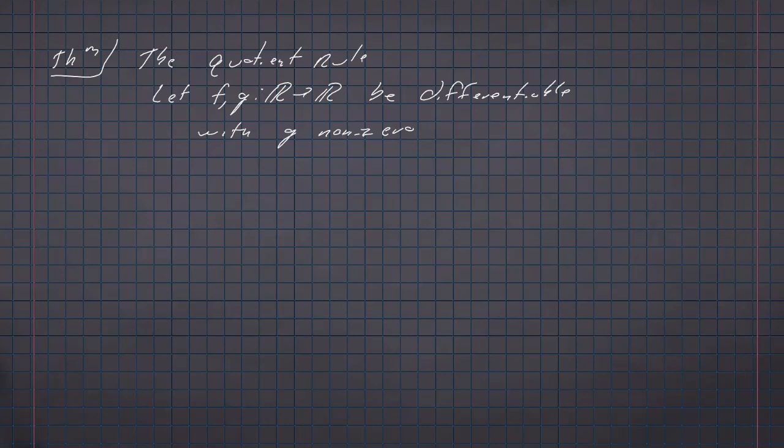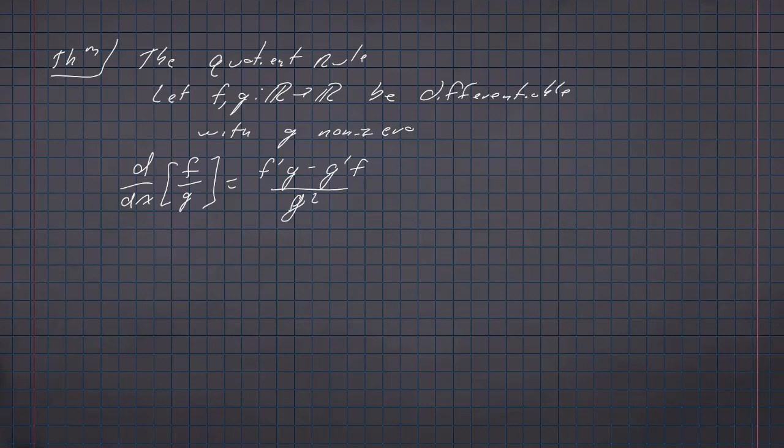Now that we have the lemma, we can go on to the quotient rule. Let's let f and g be differentiable real-valued functions. Let's assume that g is non-zero and take the derivative of the ratio f over g. And my claim is that this is going to be f prime times g minus g prime times f all over g squared.